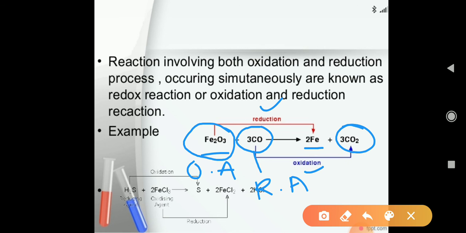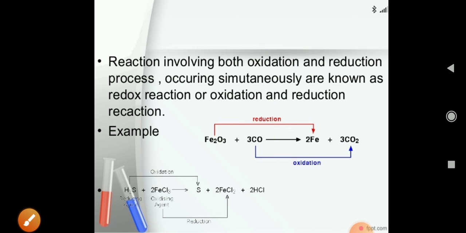Okay, so thus we studied here some other important types of reactions, mainly endothermic reaction, exothermic reaction, then oxidation and reduction reactions, and redox type of reaction.